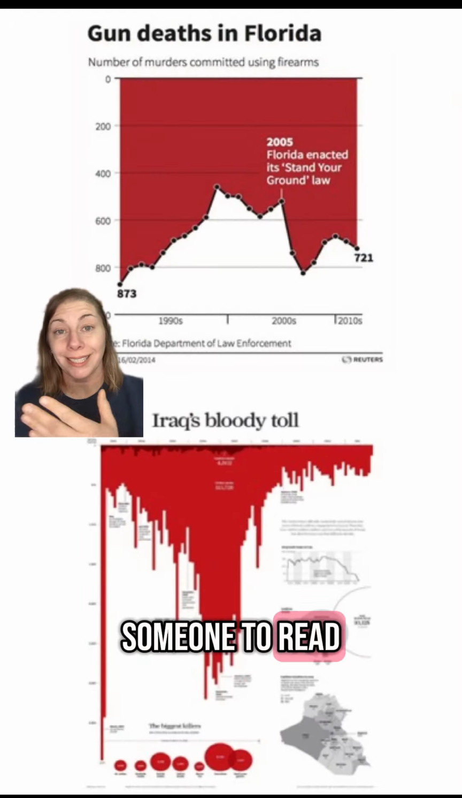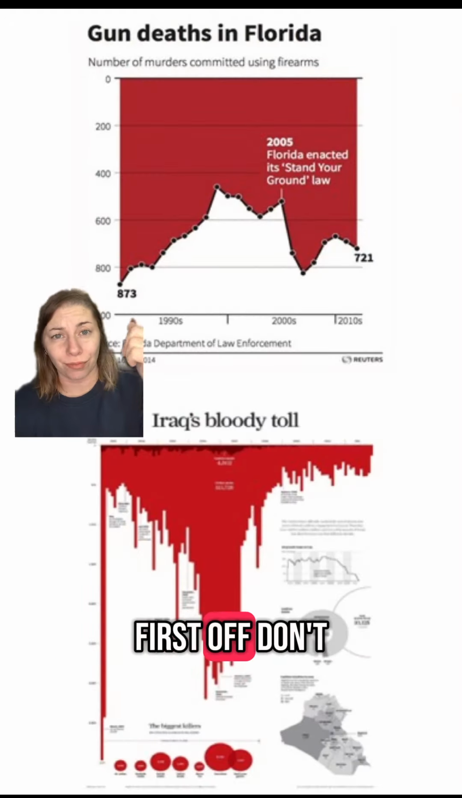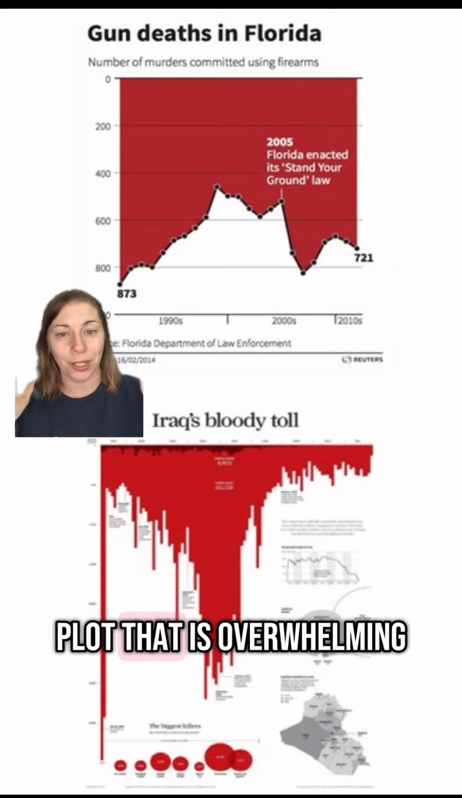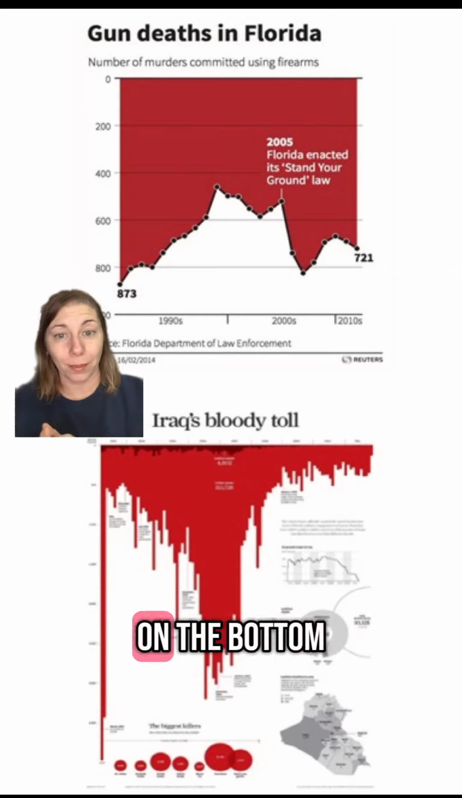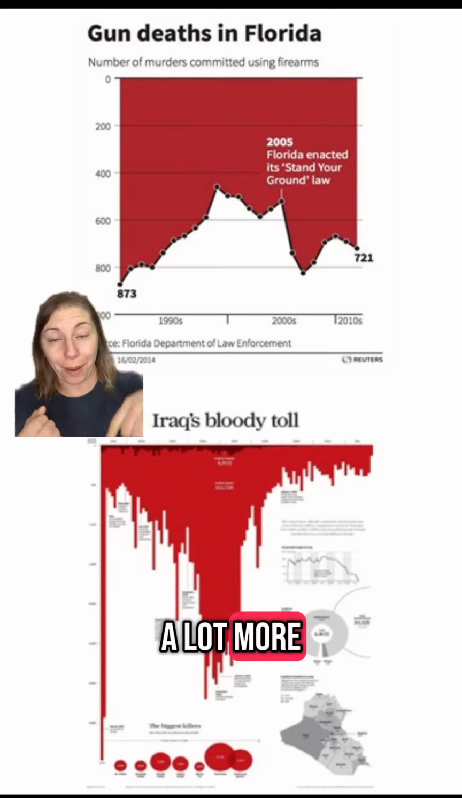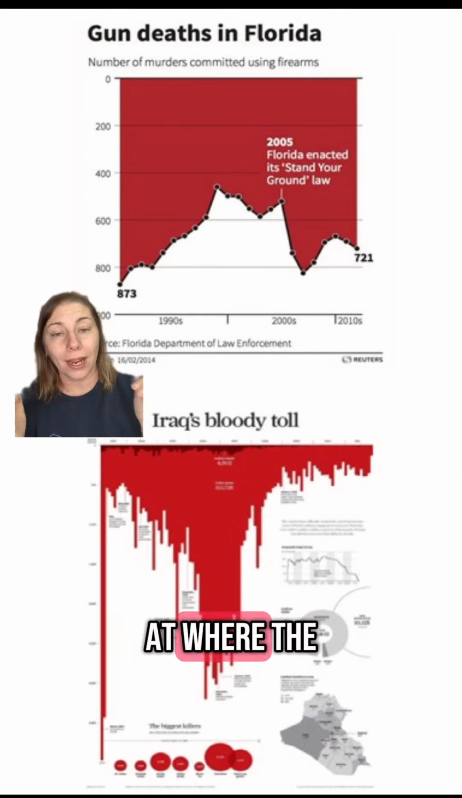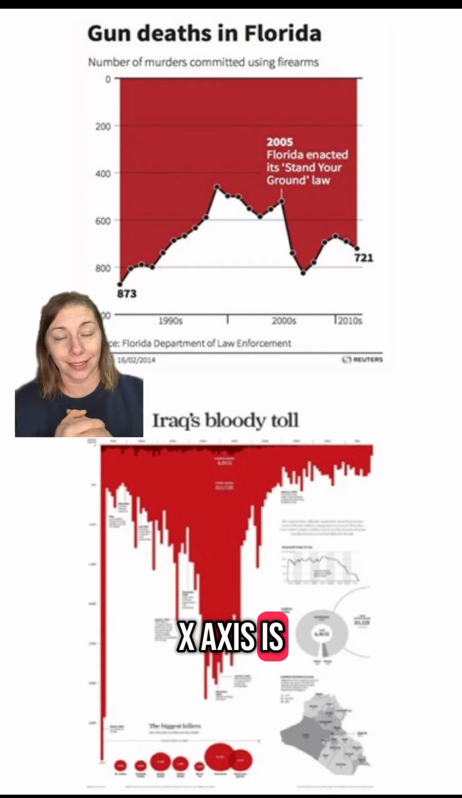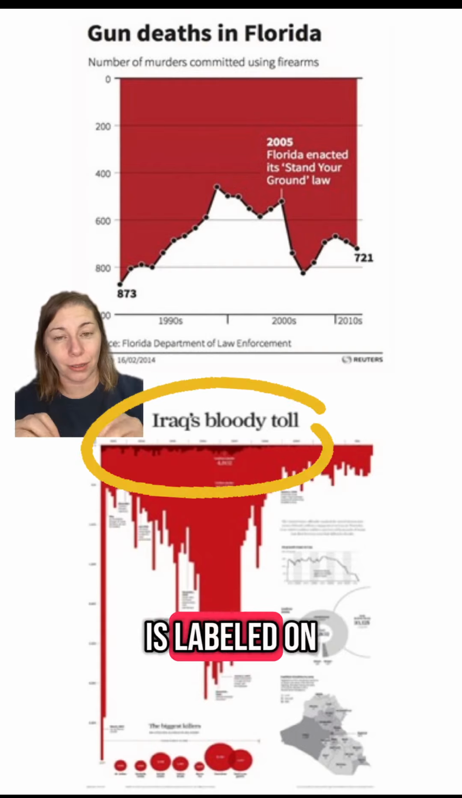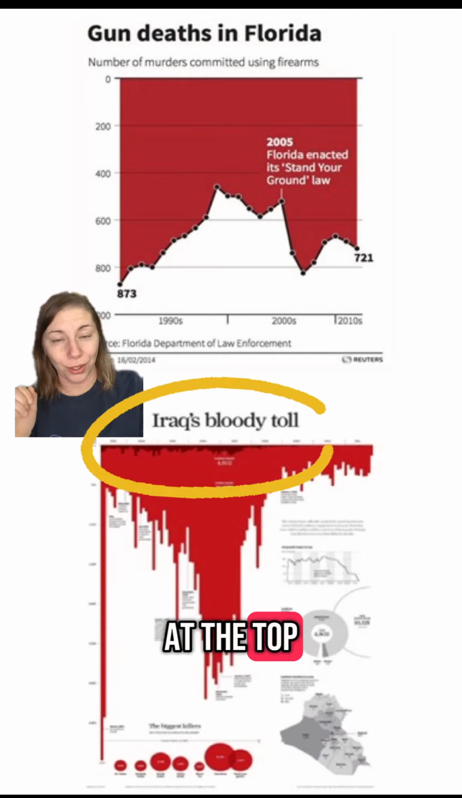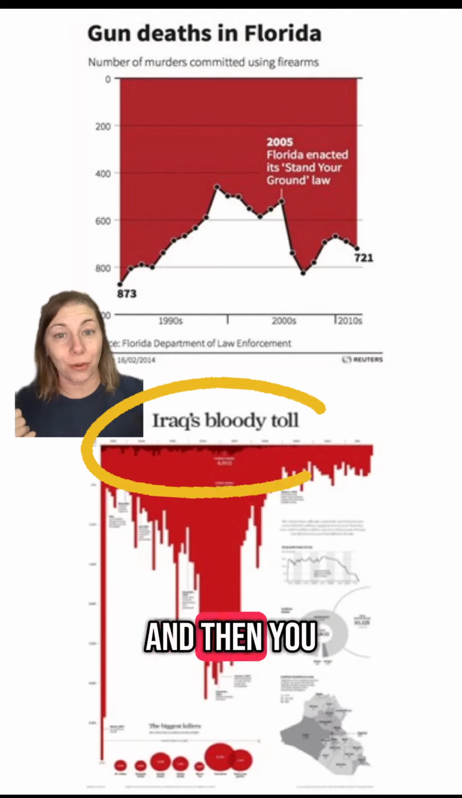If you want someone to read negative space correctly, first off, don't do an area plot. That is overwhelming. The one on the bottom is a bar plot and it has a lot more ups and downs, so it becomes a little bit more obvious. But also, look at where the x-axis is on both of these. The x-axis is labeled on the bottom plot at the top, which makes it a lot clearer that that's where you start reading and then you go down.